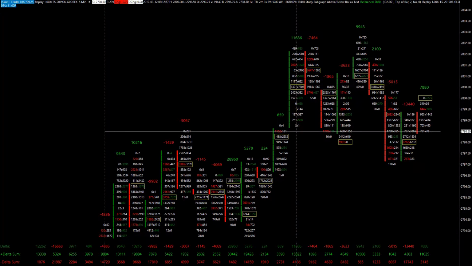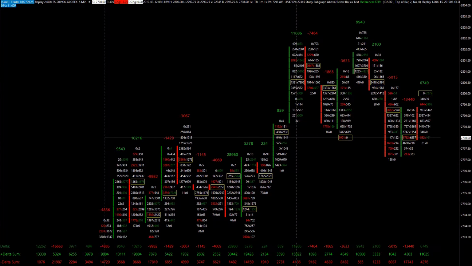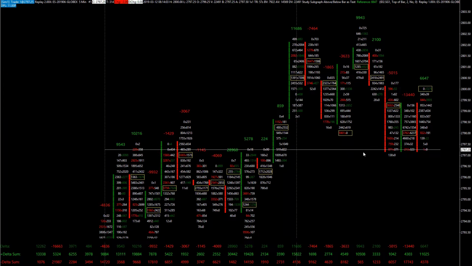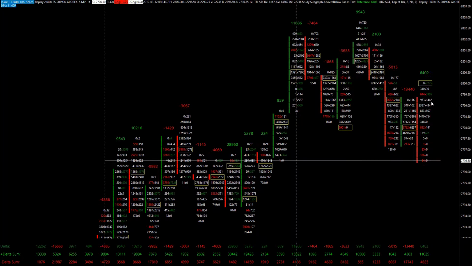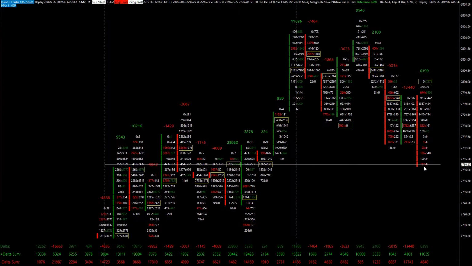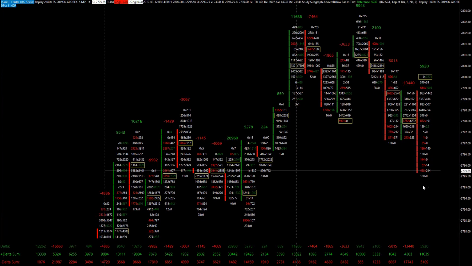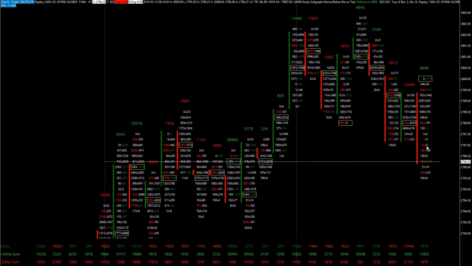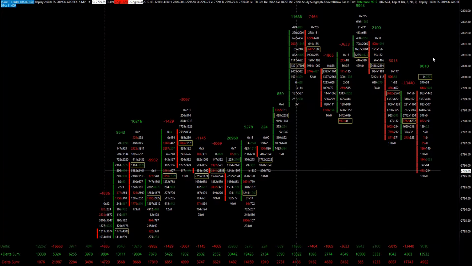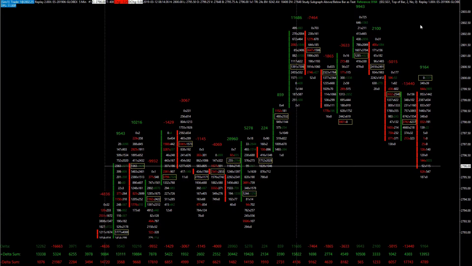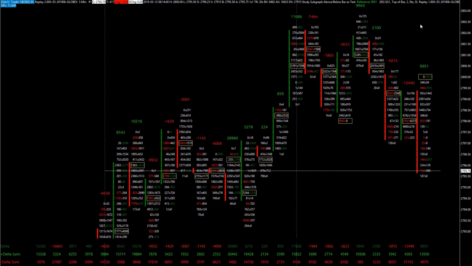Let's just speed this up a bit. Now you see prices drop pretty fast, and you can scale out and manage your trade that way. So that's a quick review of price exhaustion in order flow and price absorption in order flow.